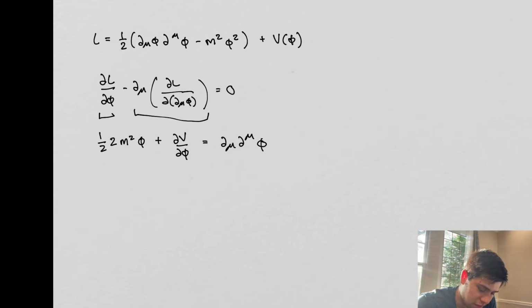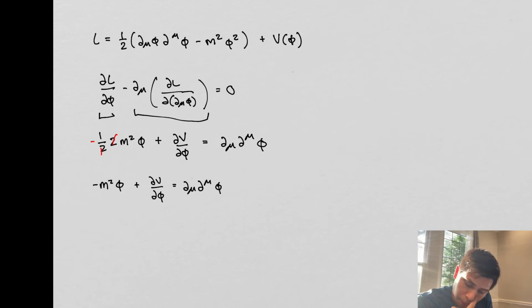So what does this mean? This means that, let's see, we can cancel out these 2's here, and that's actually a minus sign. So what that gives us is minus m squared phi plus dV d phi equals d mu phi, like this.